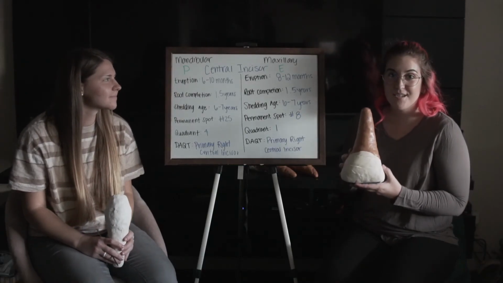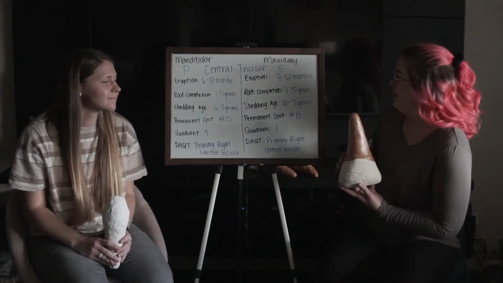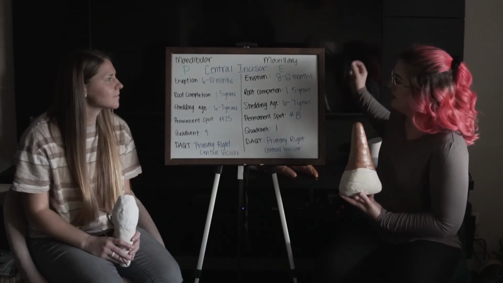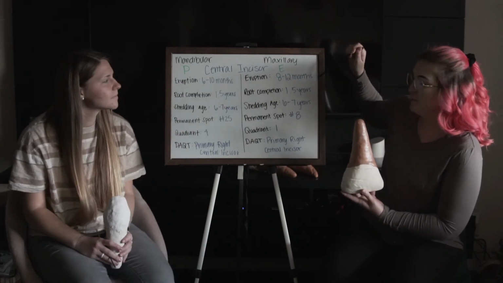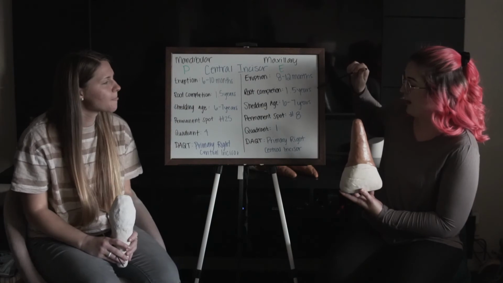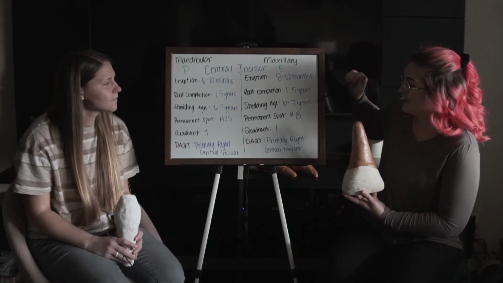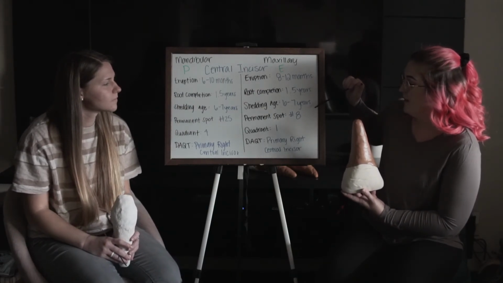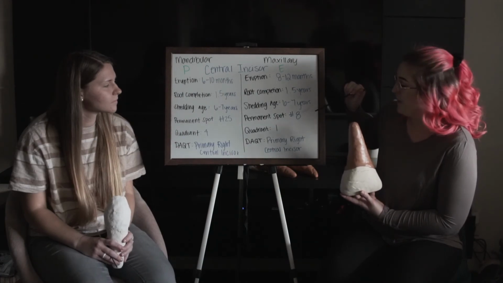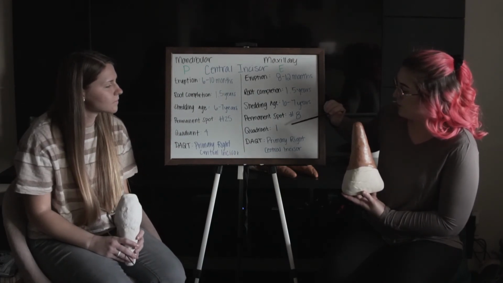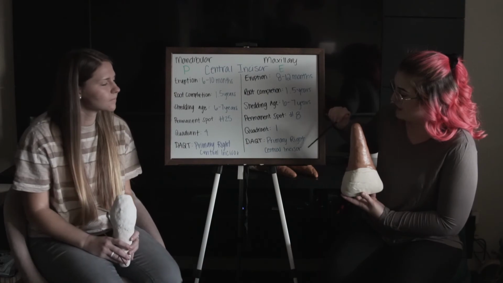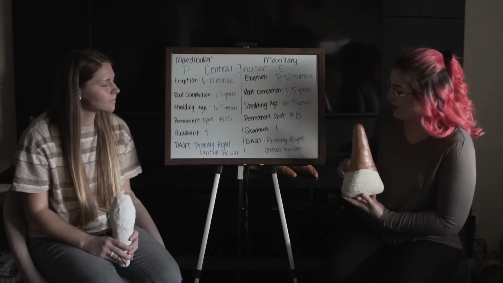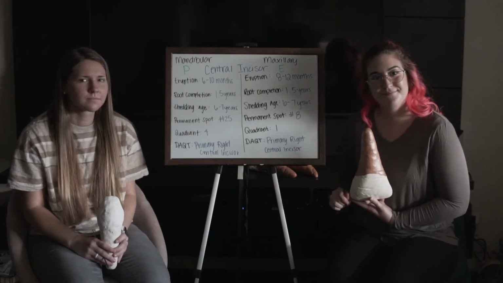For maxillary central incisor E, the eruption date is 8 to 12 months old. Root completion is 1.5 years old. Shedding age is 6 to 7 years old. It's the permanent spot for tooth number 8 in quadrant 1. And the DAQT is the primary right central incisor.